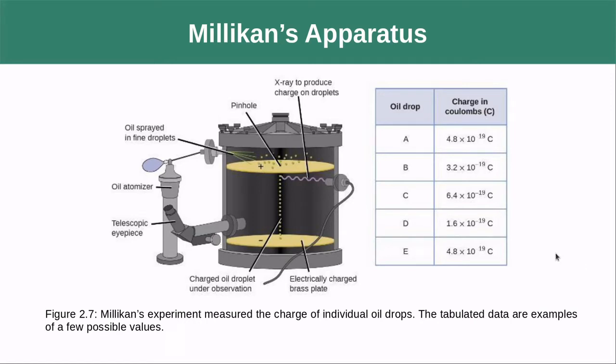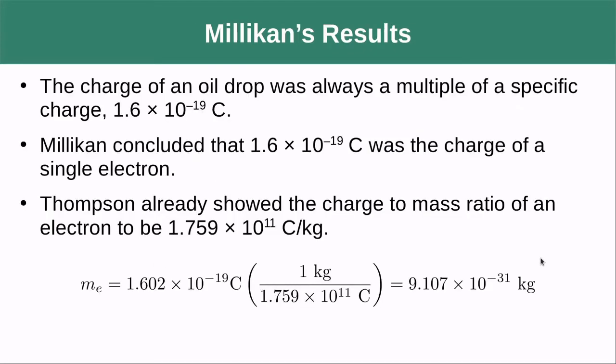When he did that, he was getting values that look something like this in this table. And what he figured out is that all of these values have a common divisor, 1.6 times 10 to the negative 19 coulombs. So what he figured was that there was some sort of particle in there that had this charge, and there were different amounts of these in each one of the oil droplets that was leading to the different charges that he had.